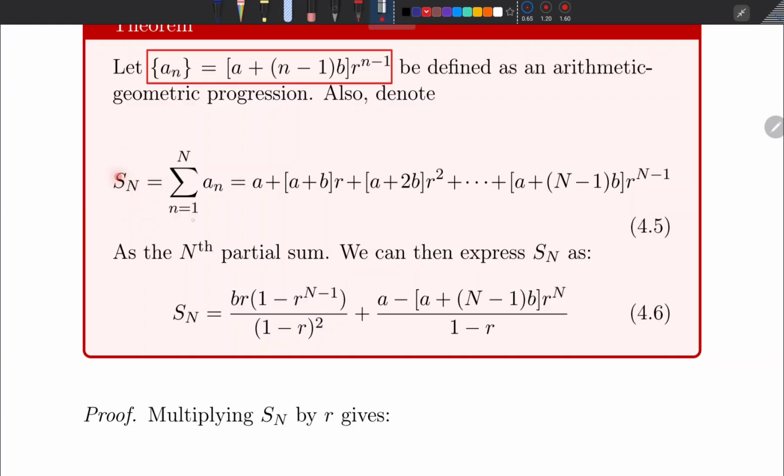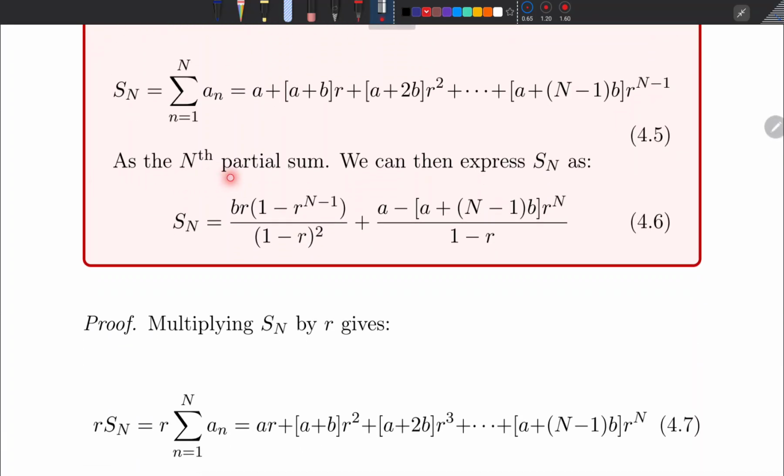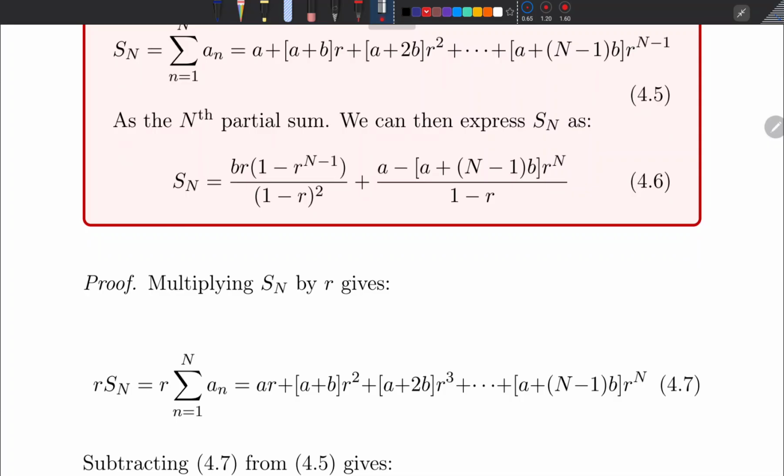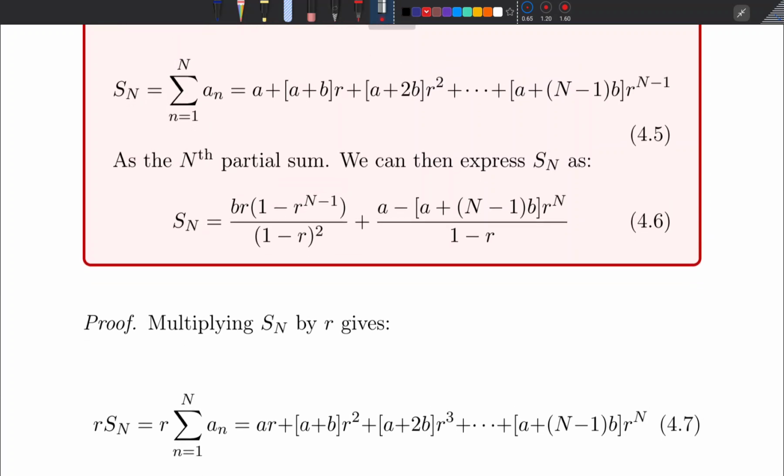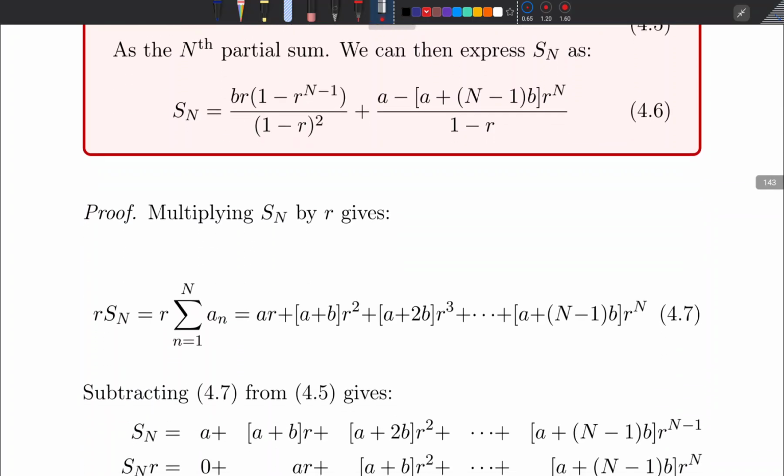Okay, so we have capital S sub n, the sum from small n equals 1 to capital N of a sub n. That can be expanded as, when n is 1, 2, 3, up to capital N: a plus b times r, plus a plus 2b times r squared, plus dot dot dot, plus a plus capital N minus 1 times b times r to the capital N minus 1. As the nth partial sum, we can express S sub capital N as, okay, I think it's understood.